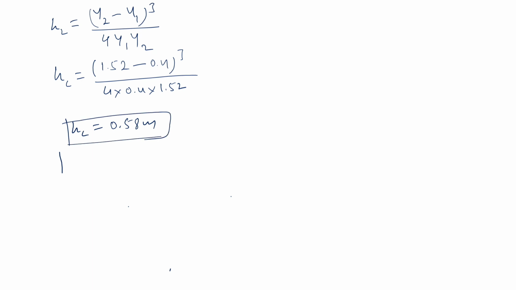For the energy loss per kilogram of water, we have to multiply the acceleration due to gravity to this answer. Therefore, the energy loss equals 9.81 into 0.58. We will get energy loss equal to 5.69 joule per kg.